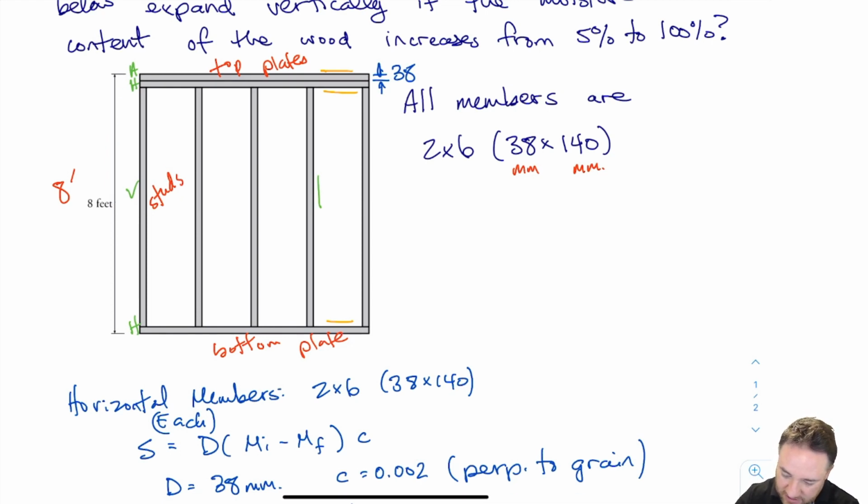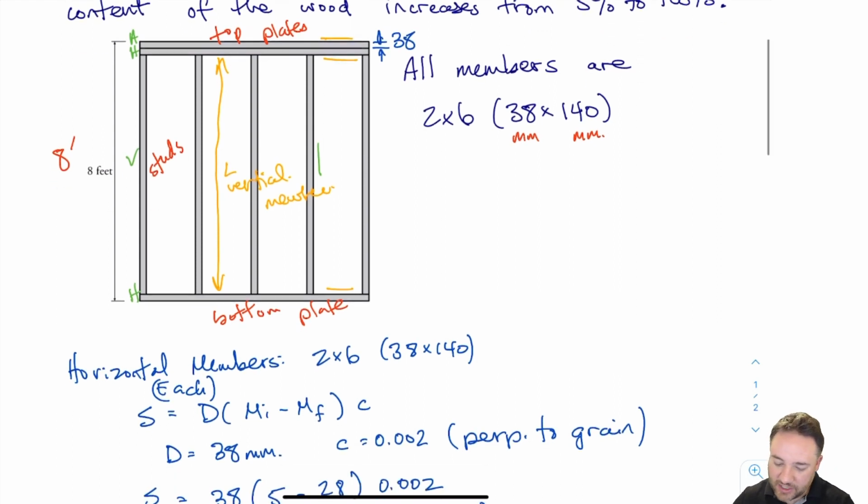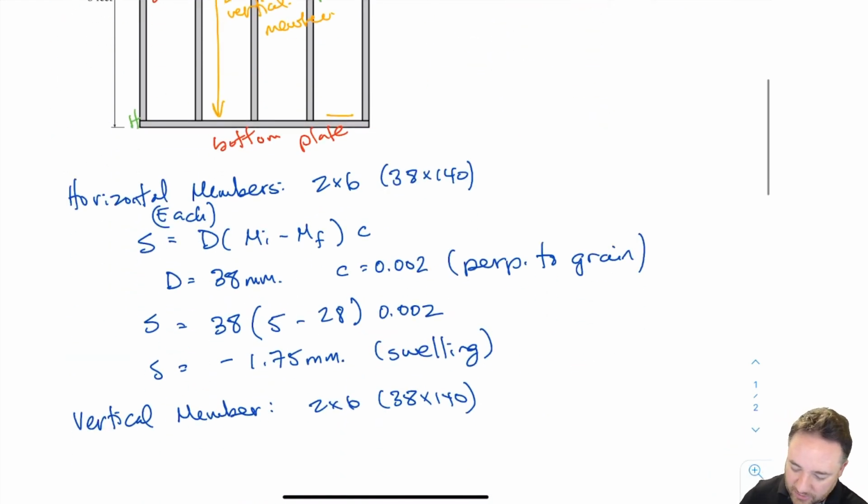We need to know this height here. This height, that's the length of the vertical member, right? So how do we find that? The total height is 8 feet. Then we subtract 38 at the top and another 38 at the bottom, and that's how we're going to get the total length of our member, right?